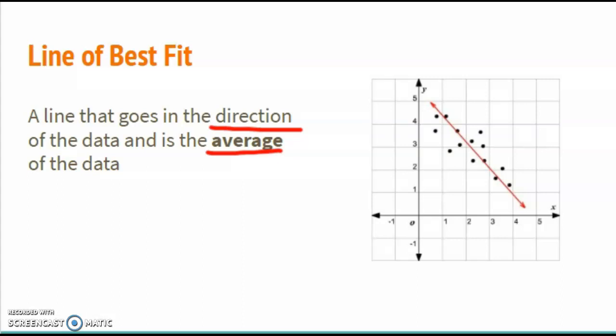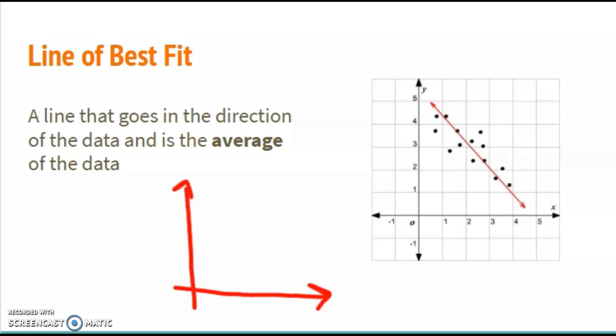I wouldn't want to put my line of best fit going this way because that's not where my data is going. When we do draw lines of best fit, sometimes we might be a little off from somebody else, so maybe your line of best fit would look like this, or maybe like this, but as long as it's going in that same direction, and it's about the average of the data. You can sketch an example like the one shown.